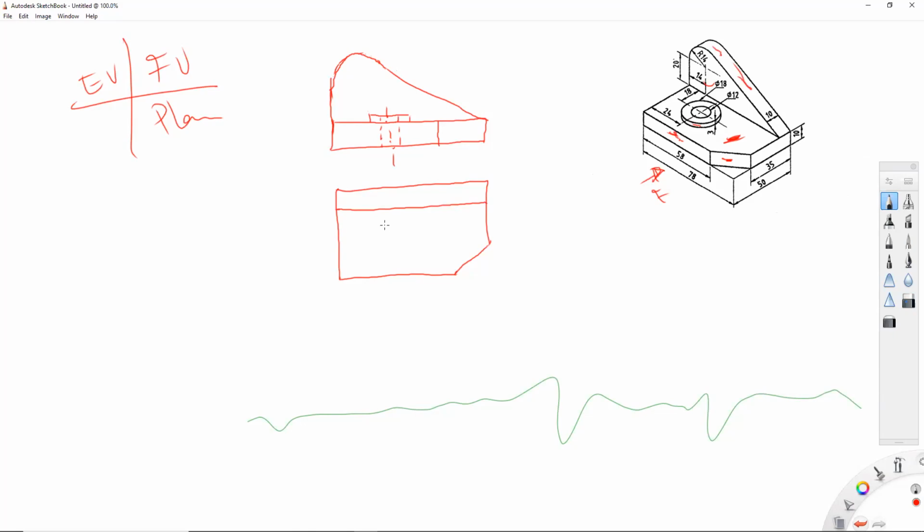So you are going to have two circles. So you have one like this. And then another one inside like that. The smaller one inside, which is the hole that is control. And we can put center line.